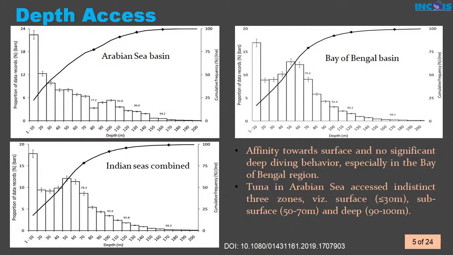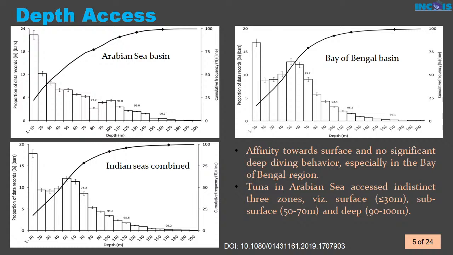So the way you read this is that for each of the 10 meter depth bins, how much percentage of the data is there is shown on the left hand axis. So for example, for the Arabian Sea basin, 1 meter to 10 meter depth, almost 22% of the data was there, and in the 10 to 20 meter depth range, 12% of the data was falling into that, and so on and so forth.